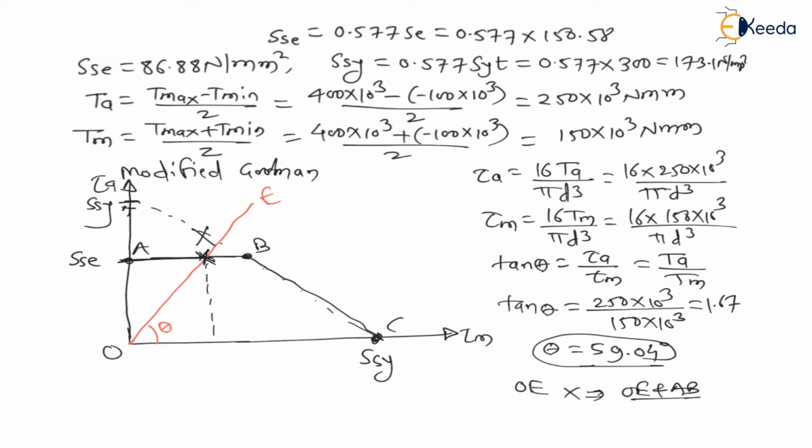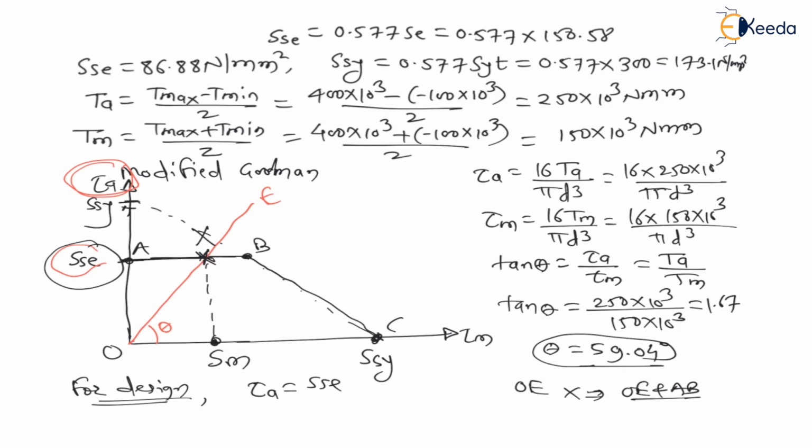Hence for design we have to see the coordinates at point X. Let us say the X coordinate at point X is SM and the Y coordinate is SSE, and this SSE we have to equate with the shear stress amplitude. For safety, for design, as we have already explained, this shear stress amplitude is equal to SSE divided by factor of safety. The factor of safety is given as 2.